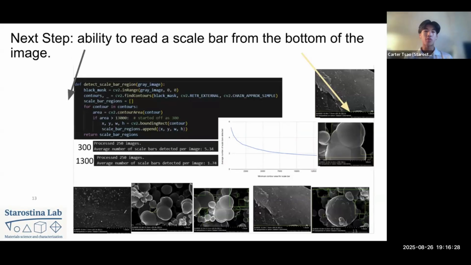So in the future, our next steps are to be able to read off the scale bar at the bottom of the SEM images. Currently, the AI recognizes it and completely avoids it, so any particles behind the scale bar are not included. It just completely ignores it. So our next step will be to read off the scale bar, the relative size, and then from there calculate the relative size of the particles according to the scale bar.